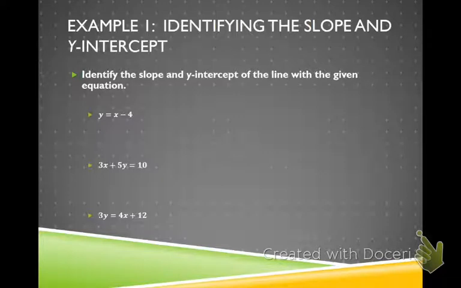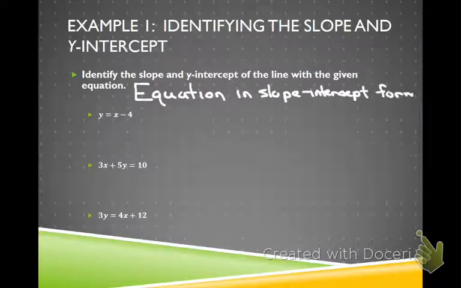Okay, so in example 1, I need you to write this down. Again, you're going to highlight this, you're going to underline it. Before you solve, make sure it's in slope-intercept form first. The equation must be in slope-intercept form before you can find the slope or the y-intercept. So that's the first question you ask yourself before you solve anything. Is this in slope-intercept? If the answer is no, you have to put it in slope-intercept. If the answer is yes, then you can identify whatever it's asking you to solve for.